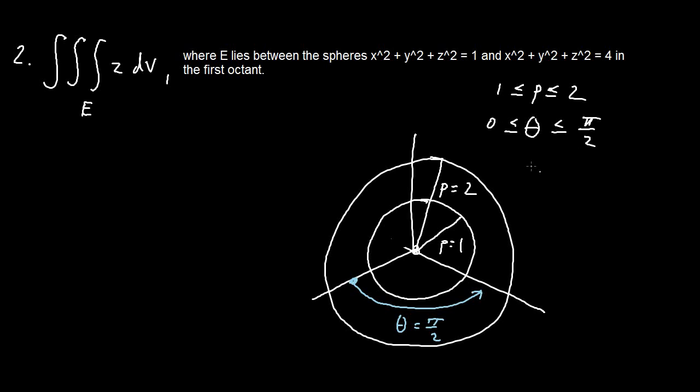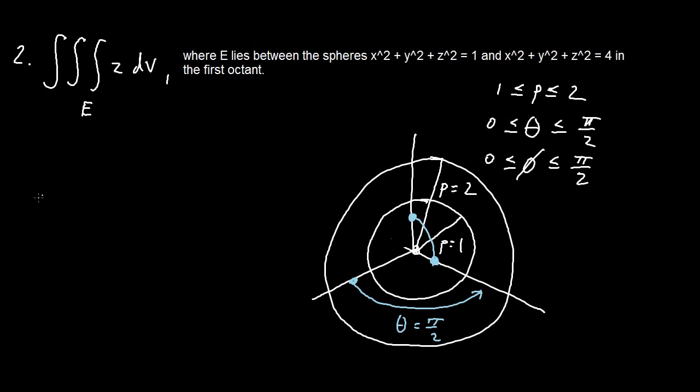And then for the value of phi, we start from the positive z-axis, and remember, it's only going to be in the first octant, so we cannot go below the xz plane. So we basically stay from 0 to pi over 2 as well, as the angle of phi. So I'll go ahead and write 0 to pi over 2.